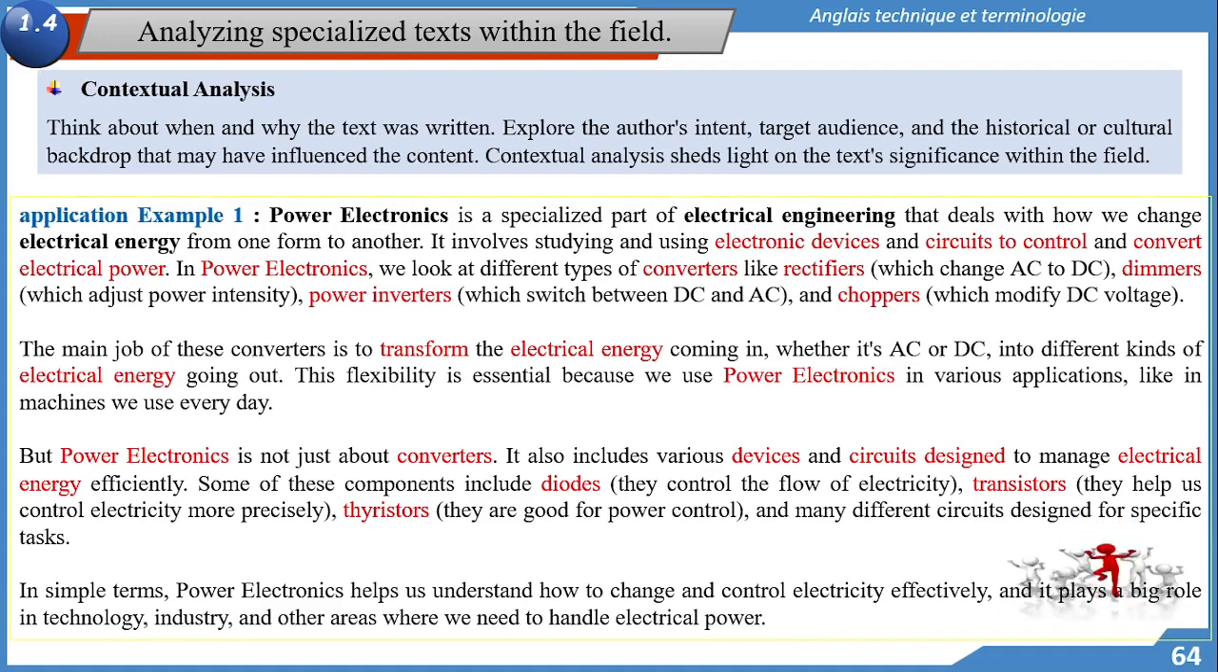So, contextual analysis. Think about when and why the text was written. What was the author trying to do, and who was the audience? Knowing these things helps you understand why the text is important. For example, the context of the text is educational, aiming to explain power electronics to readers in these articles.